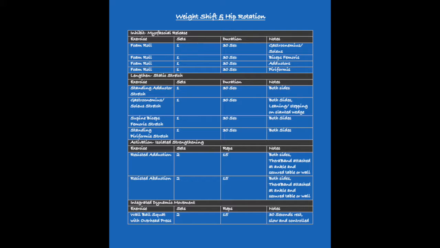Activation with the isolated strengthening exercises will consist of resisted adduction and abduction, both 2 sets of 15. It's going to be done on both sides with TheraBand attached to the ankle and secured by a wall or a table, going throughout the motion. Dynamic movement exercises will be wall ball squats with overhead press, 2 sets of 15, 30-second rest, and stay slow and controlled for complete activation of the muscles.